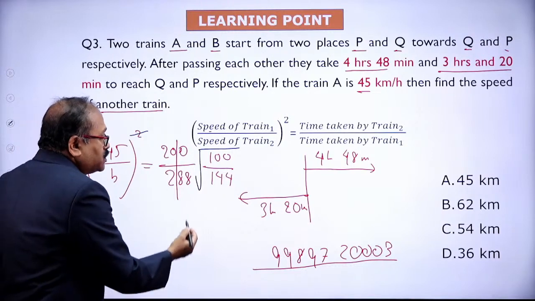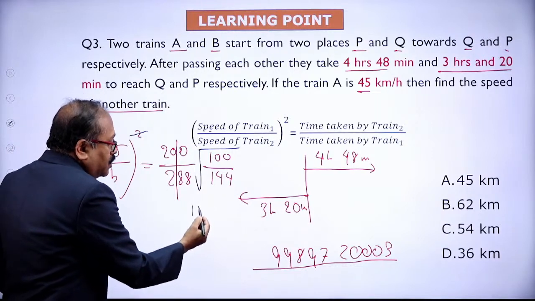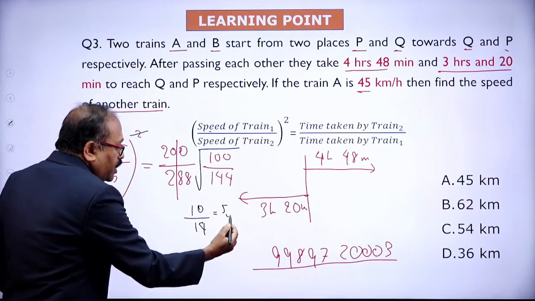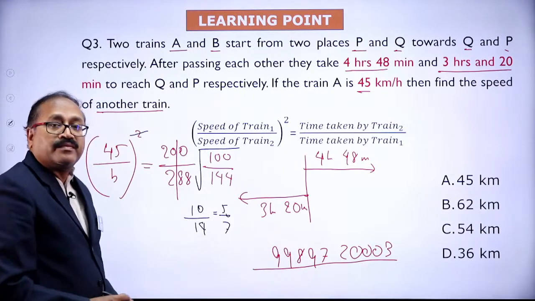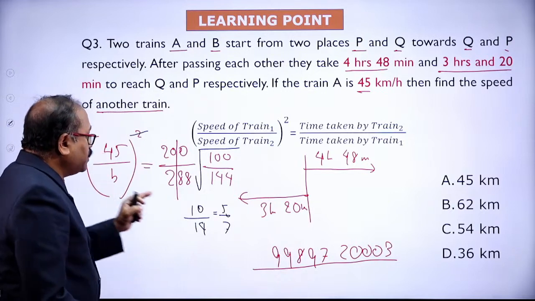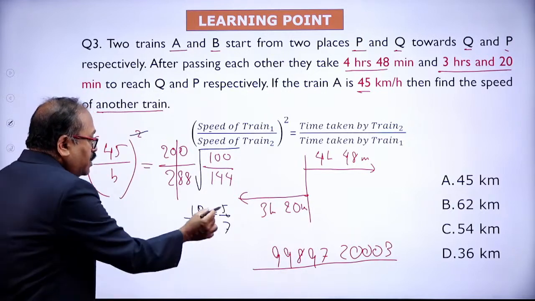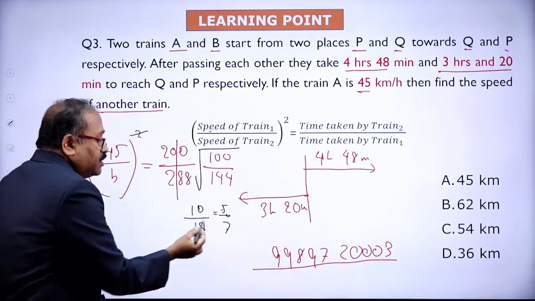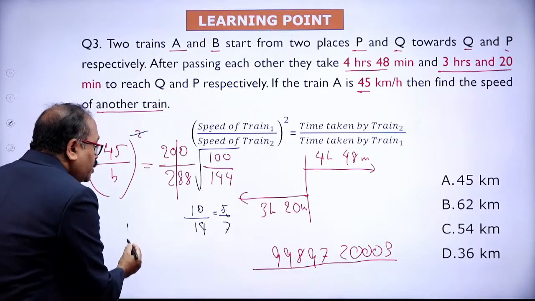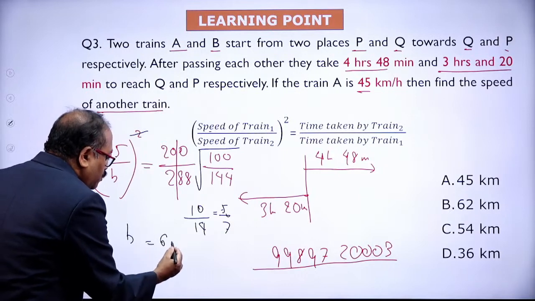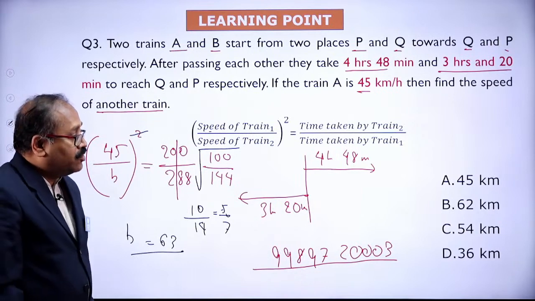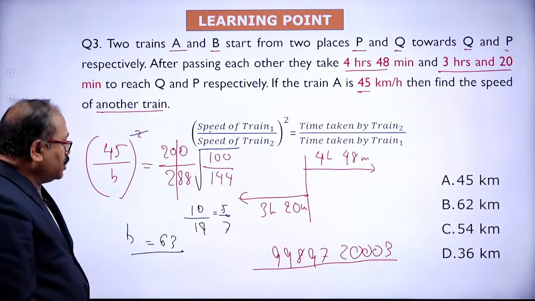And this square root is nothing but 10 by 14, which is nothing but 5 by 7. So 45 by b is equal to 5 by 7. With 5 this gets cancelled, 9 times 7 is 63. So the speed of B is equal to 63 km per hour. Do we have any option 63 km per hour?